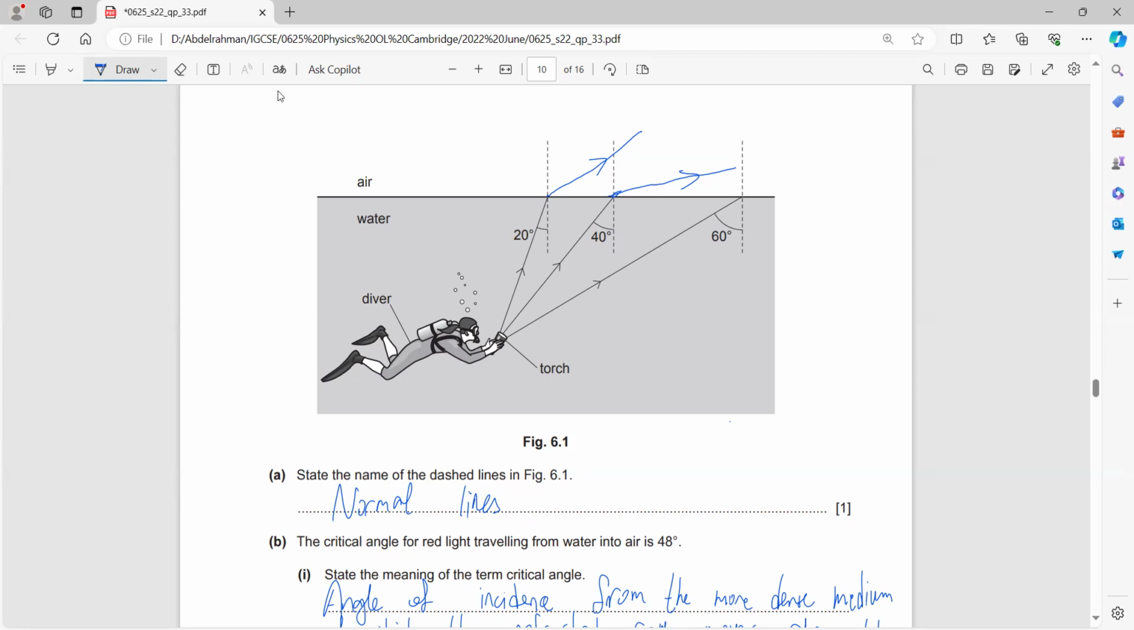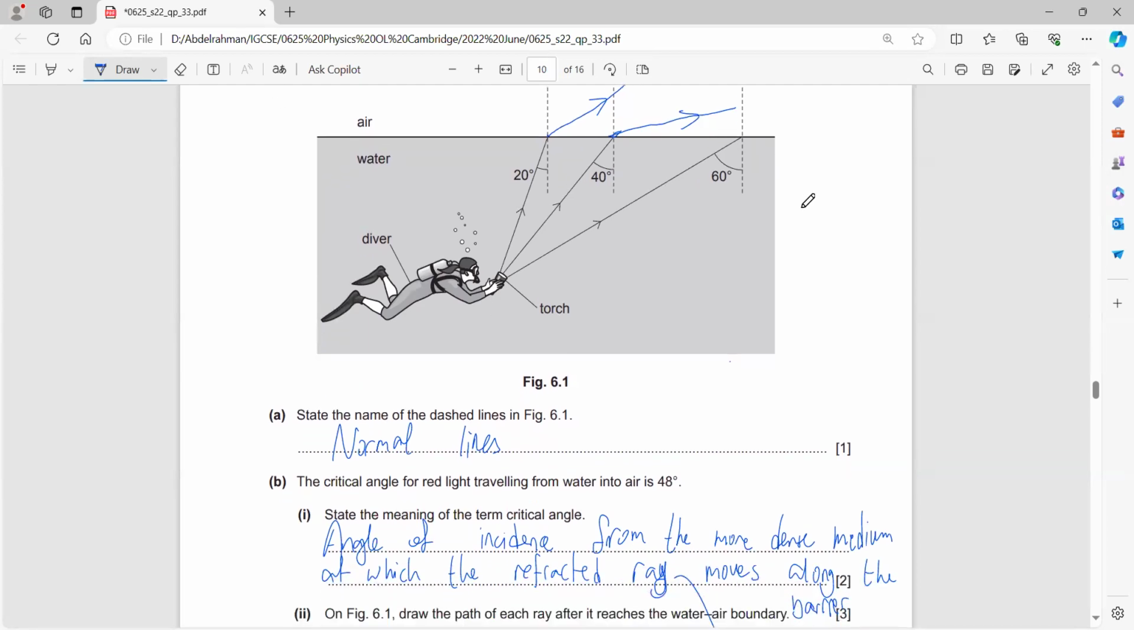What about the 60 degrees? Total internal reflection. Great. Total internal reflection. What does total internal reflection mean? Why did the total internal reflection occur? The angle of incidence is greater than the critical angle. Here it has to move this way. The angle should be 60. The angle of reflection, or total internal reflection, has to be 60 degrees.